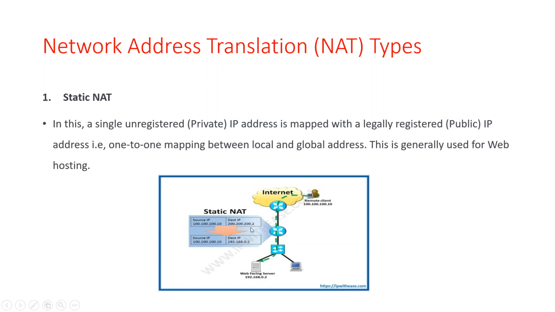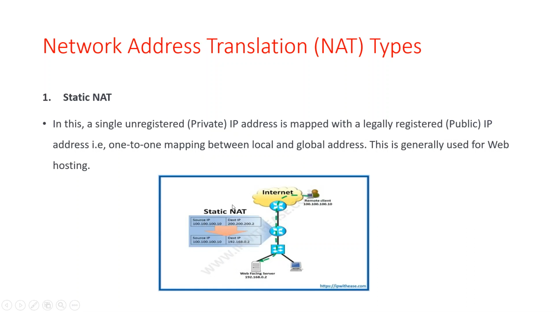Here we have the static NAT system, an internet remote client having an IP address, and a web-facing server having an IP address. Here the source IP is the remote client address, and the destination IP is this destination IP address. And here again the source IP is this address, and the destination IP is 192.168.0.2. So in static NAT we are using a single unregistered private IP address and mapping it with the legal registered public IP address. So this is a one-to-one mapping.